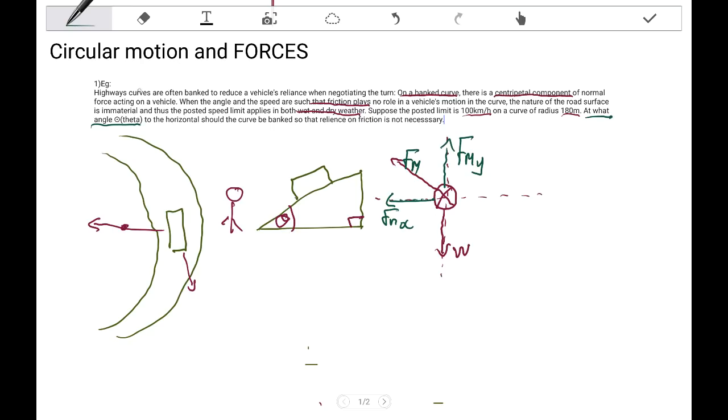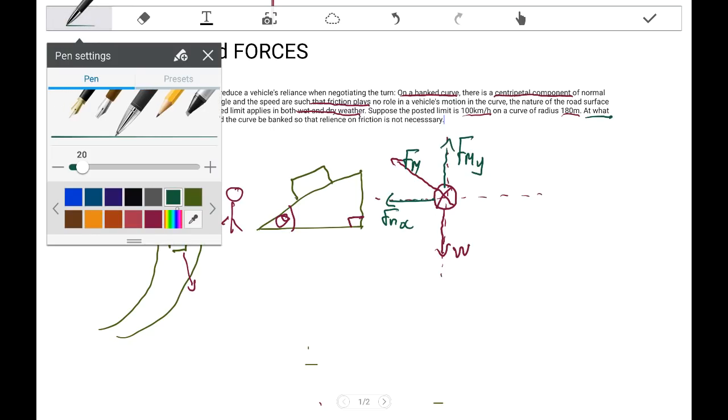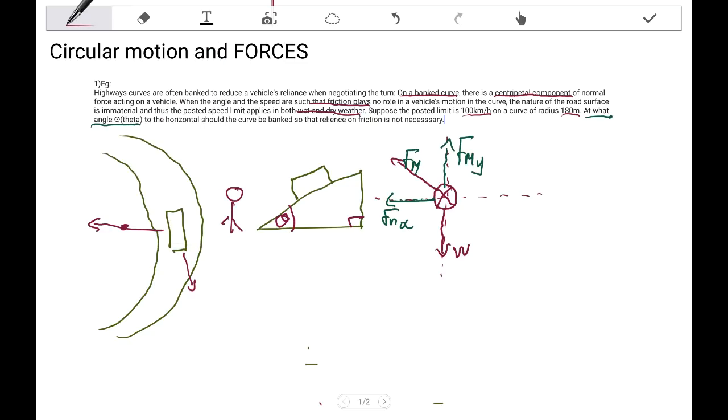What I see here so far is that I have two things. This F normal Y component and the weight are the same in magnitude. Since these two forces are the same, there is no acceleration in the Y direction. Why? Because the F net is equal to 0. This normal component and this weight add up to 0, and I have no acceleration in the Y direction.